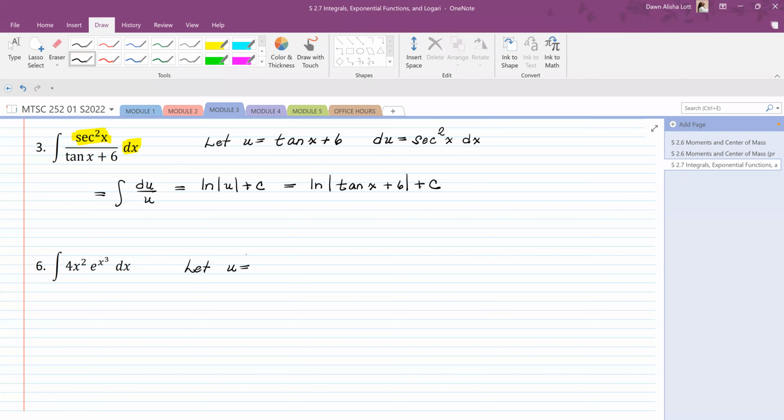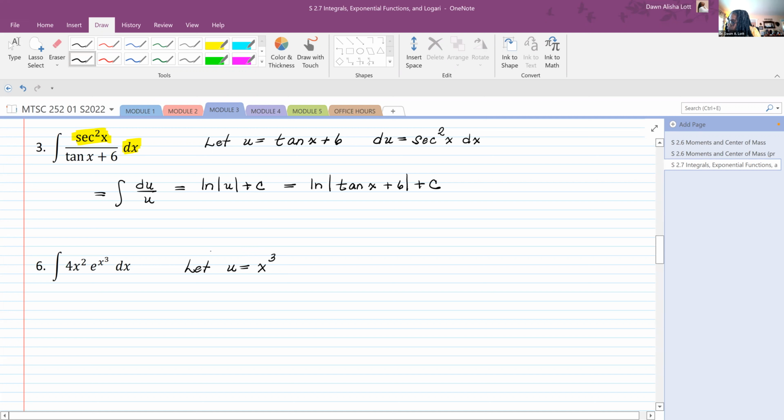Would it be x cubed? Okay, it's just going to be the x cubed. Because we want to be able to have e to the u. Remember, we're trying to get e to the u. We want something that looks like e to the u. So that tells me u needs to be x cubed. Okay, keep going. What's du?